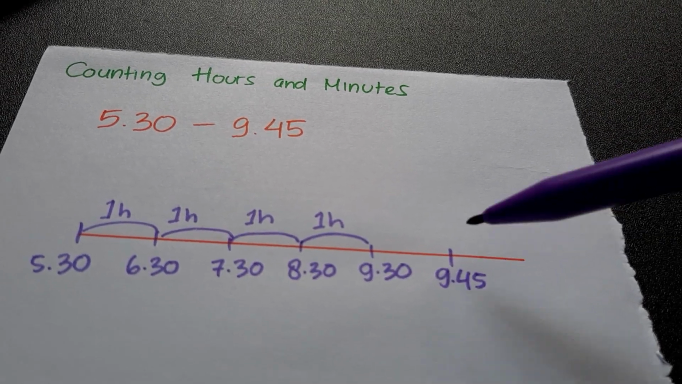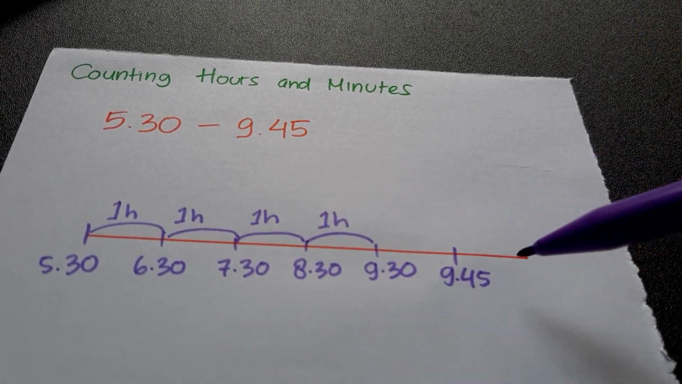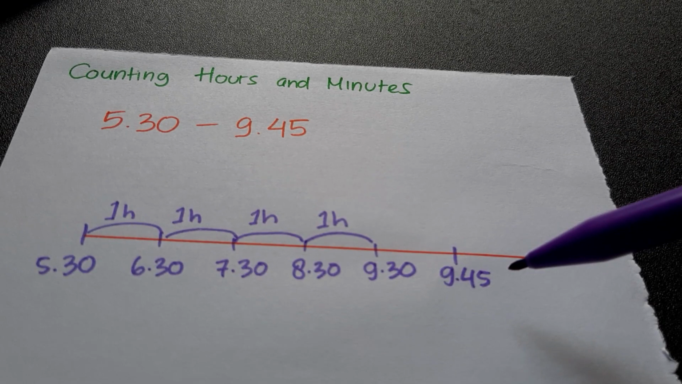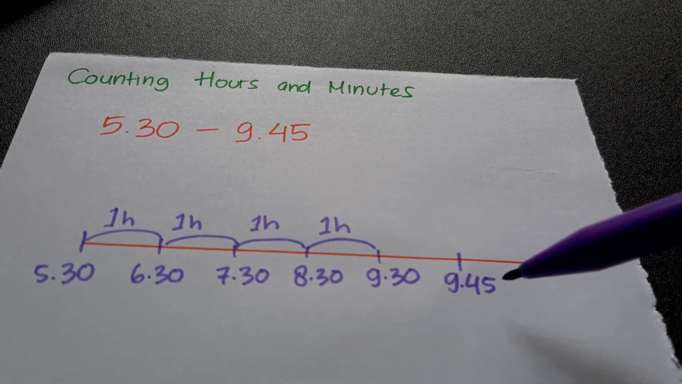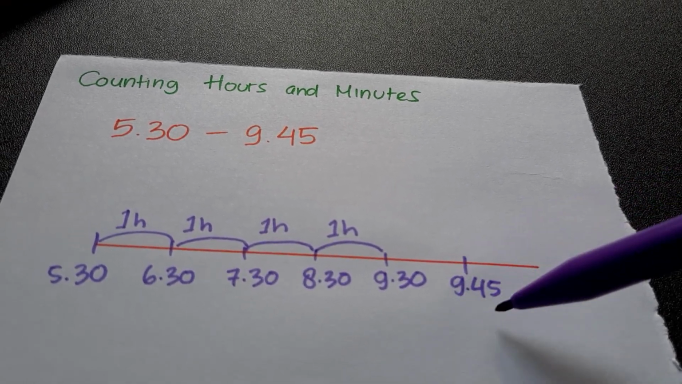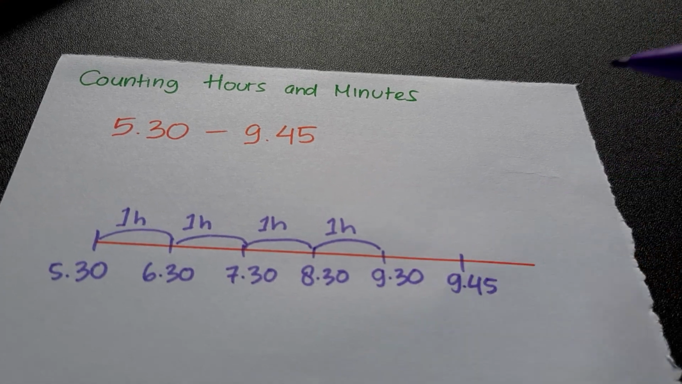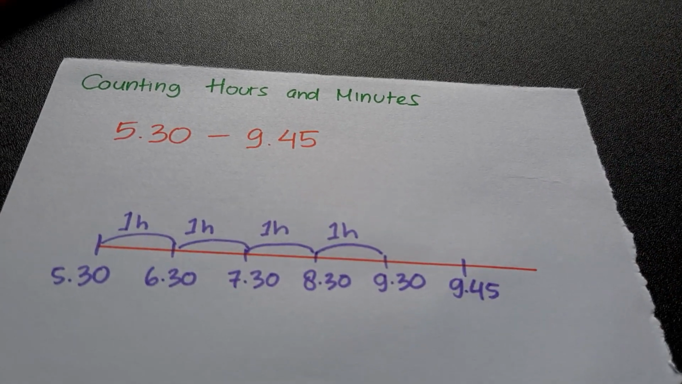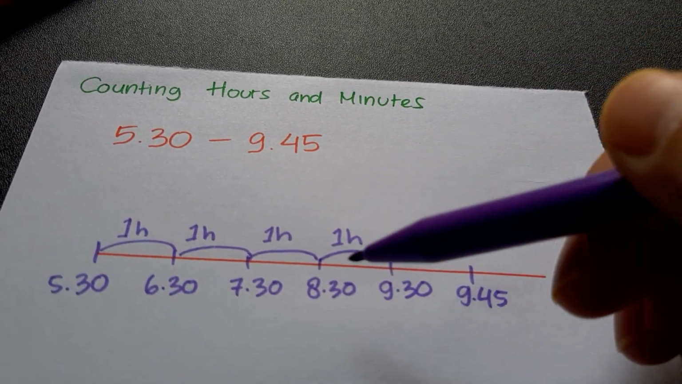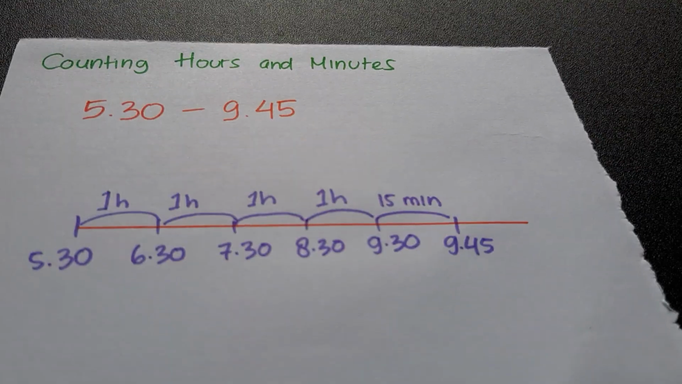Okay, now we have to count from 9:30 to 9:45. How many minutes is it? Again, how to count the minutes? We count 45 minus 30. 45 minus 30 is 15. I will write it over here.